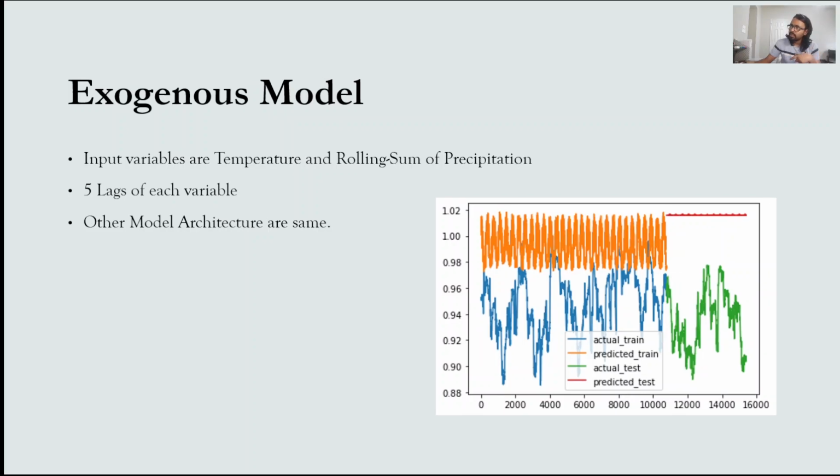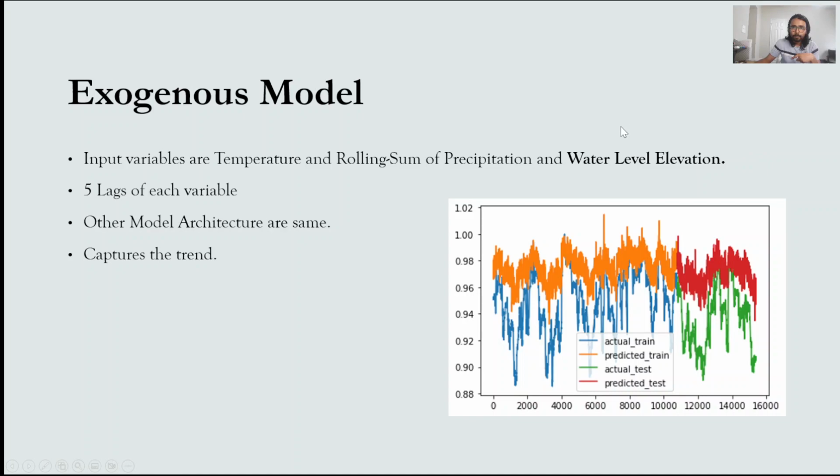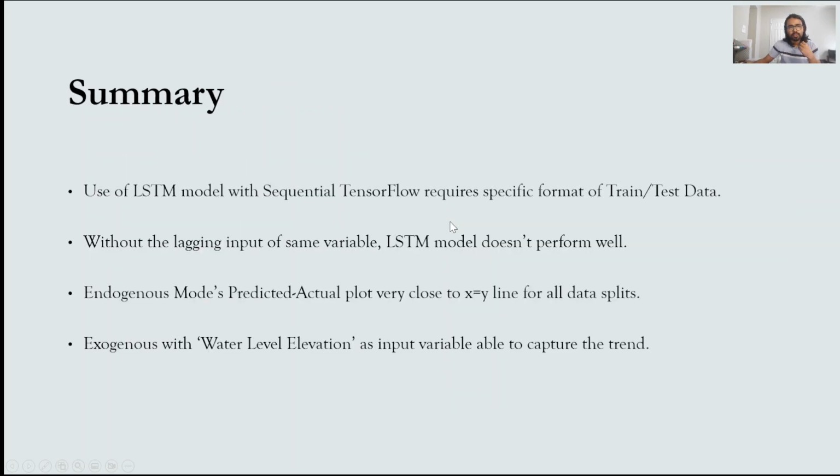But I repeated the same thing again by providing water level elevation as 1 extra variable. So I'm providing water level elevation, rolling sum of precipitation, and temperature as inputs, and 5 lags of each variable. And here what I can see is it is able to capture the trend, although not matching very closely. It's at least able to capture the trends here. So this is the training part and this is the testing part for the 80-20 split. We can see it being able to sort of capture the trend going down and up like the actual data, but not matching very much.